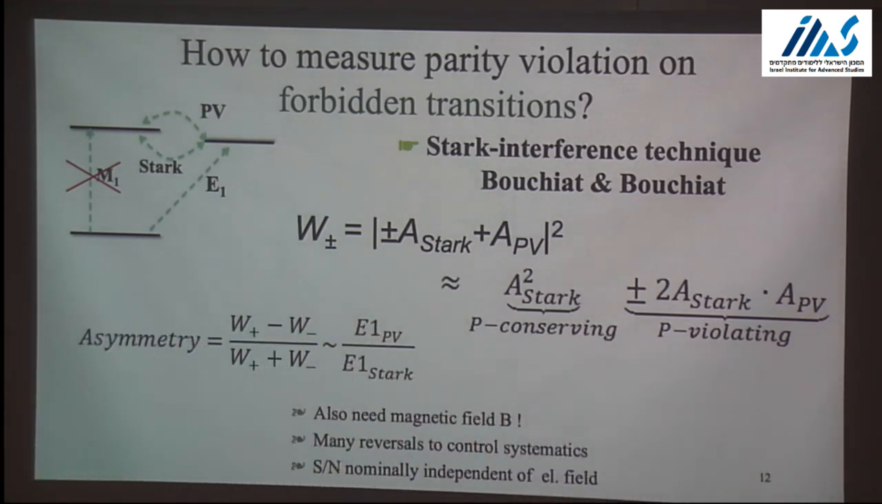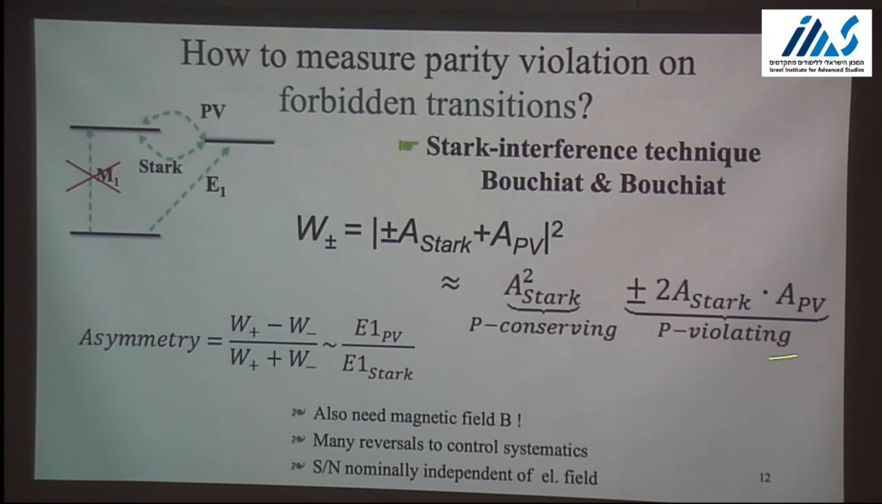Some details. It turns out, if you work out all the matrix elements and so on, that in addition to the electric field, you also need to apply a magnetic field. This is because if you take into account the Zeeman sublevels of the system, the effect will average to 0 between different Zeeman sublevels, so you need to resolve them. And like I said, there are many controls of reversal and controls of systematics. And signal to noise nominally turns out to be independent of the electric field.